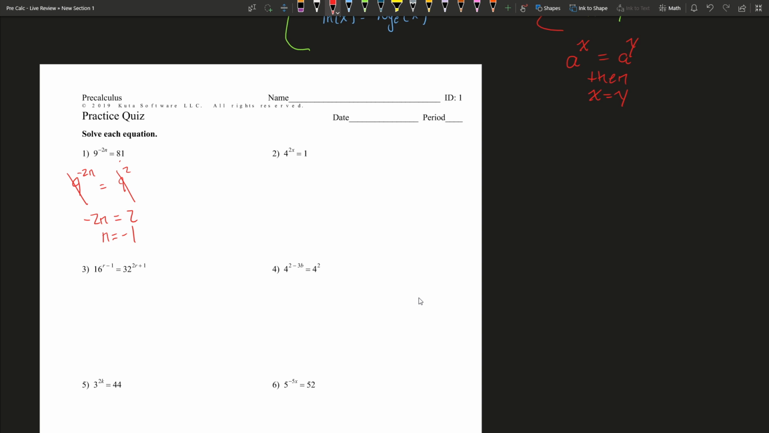On number 2, again, we're going to be using the one-to-one property just with exponentials. On the left-hand side, we have the base of 4. On the right-hand side, we have a base of 1. So the way I would do this, I would leave the left-hand side alone. And going from the properties of exponents, we know that 1 is also 4 to the 0 power, because anything to the 0 power is 1. Once we have that, we have both sides with the same base. So 2x will equal 0, and x will equal 0.